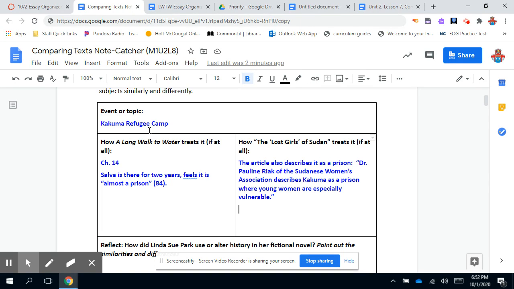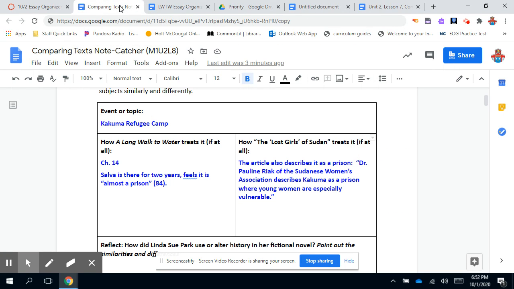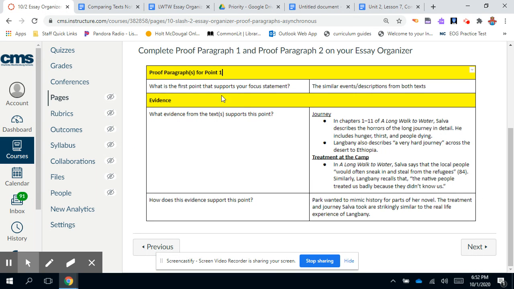For example, there is a similarity about the refugee camp. They both refer to the refugee camp as a prison. But you'll want to think about what are the 2 topics that I saw that were similar. So in the model essay, he saw similarities in the journey and the treatment at the camp. You need to look at your note catcher and decide what those similarities are. Underneath your topics, you might want to use bullets like you see here.